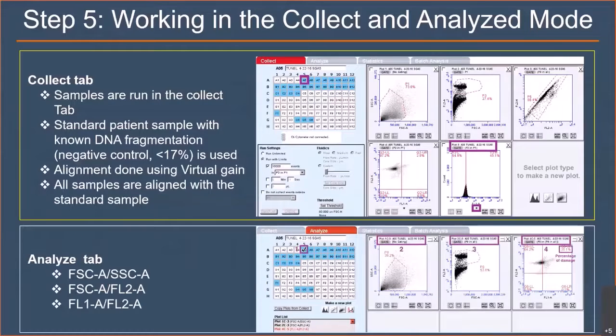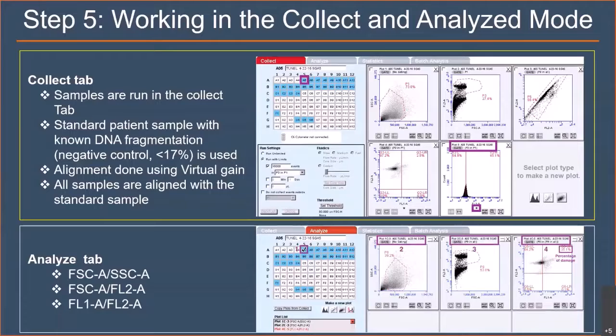And the measurement is done in the collect tab. It's very important to make sure that we are performing the test in the correct settings. So the samples are run in the collect tab, and this workspace illustrates each well representing a single sample that is being tested. And these are the plots where the events will be recorded.